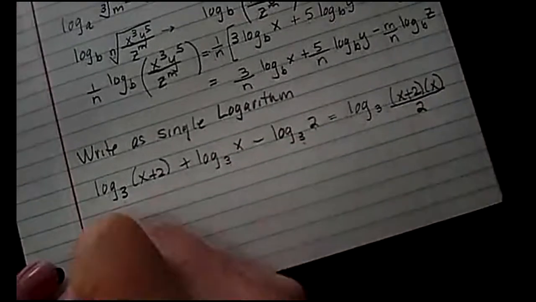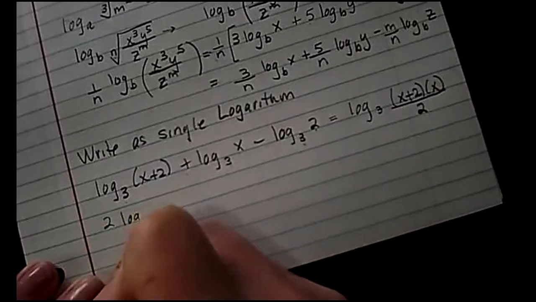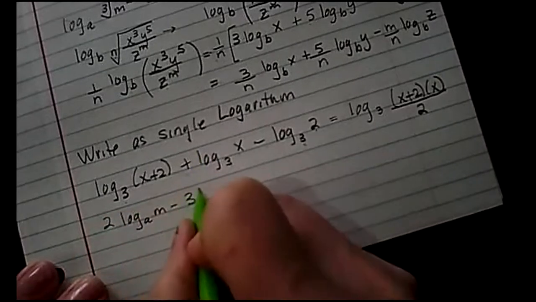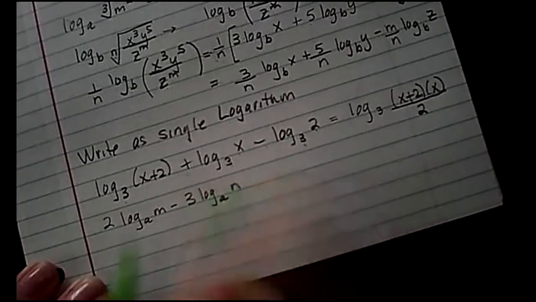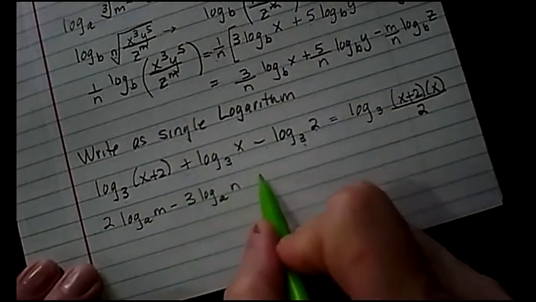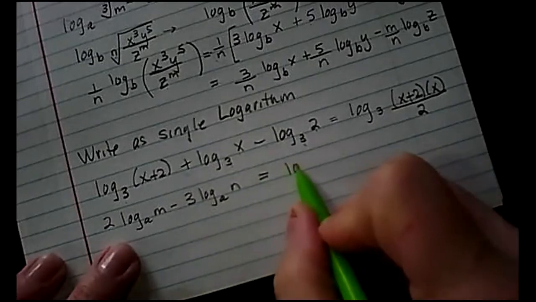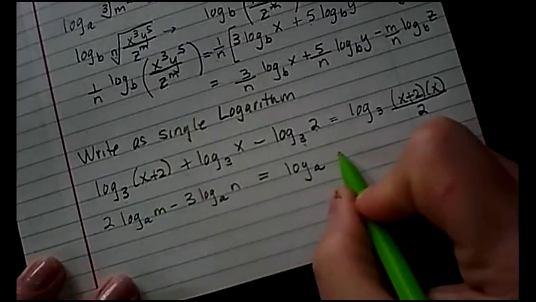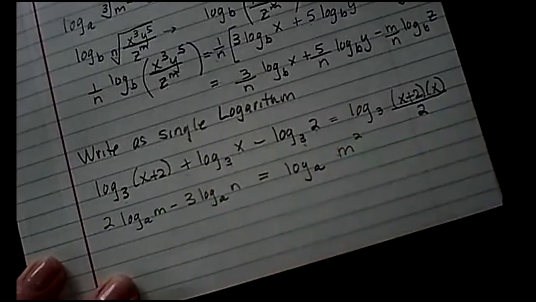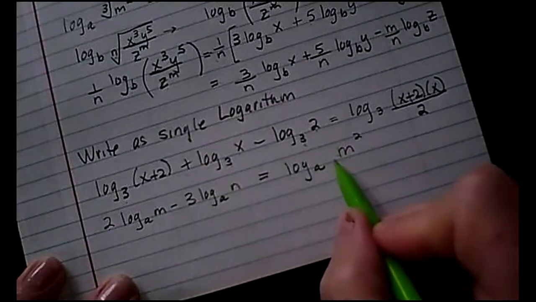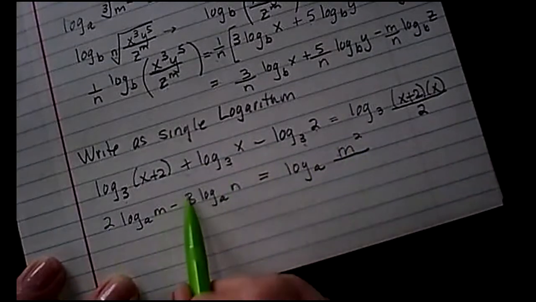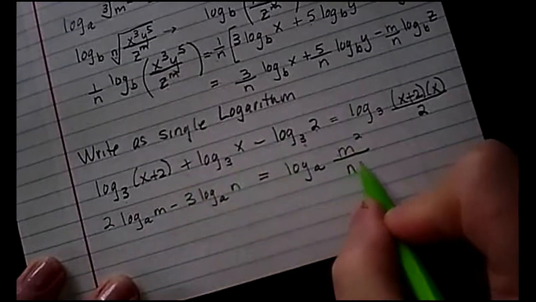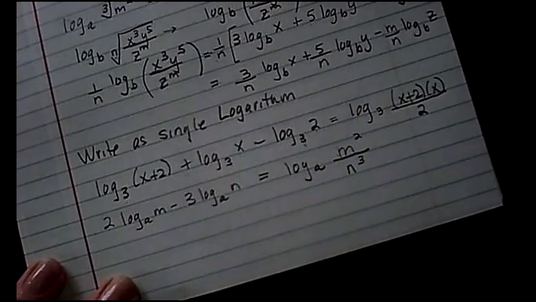How about this one? Okay, so let's take a look at that. So what is our log? Well, it's log base a. All right, so what does this mean again? When it's written as a coefficient, that's going to be an exponent. So that means we're going to bring that back up to n squared. And then we have a subtraction, which means quotient, right? It's our division. And then again, we have this coefficient that comes back up as an exponent, into the third. All right, so that's writing as a single logarithm.